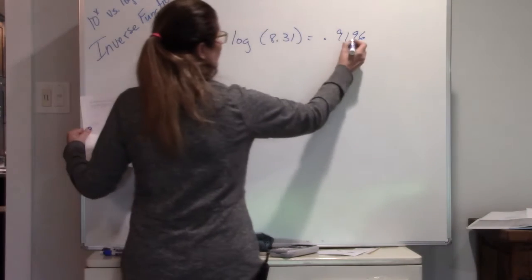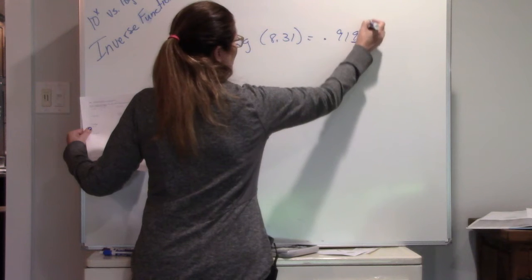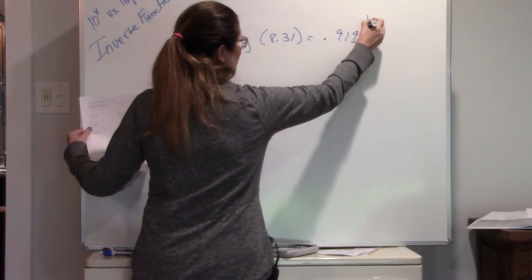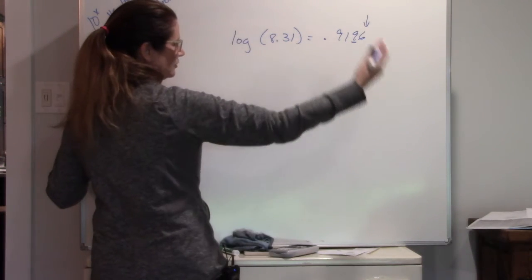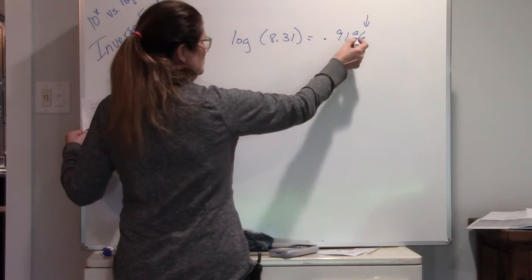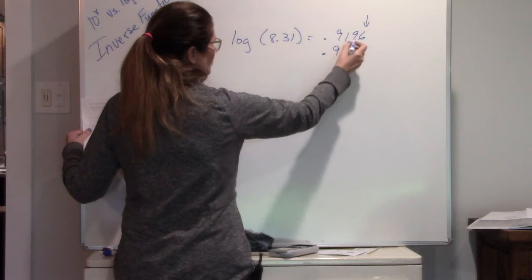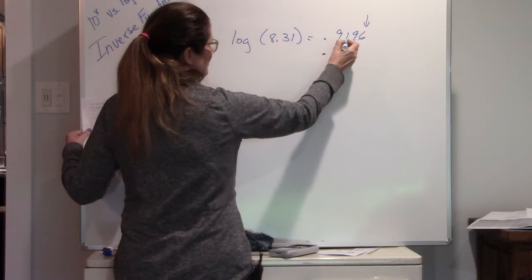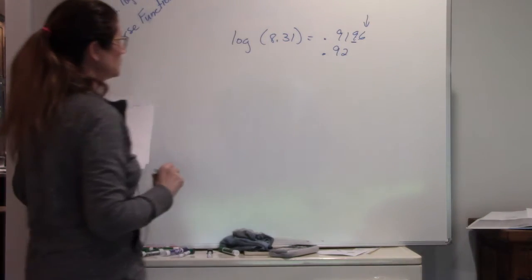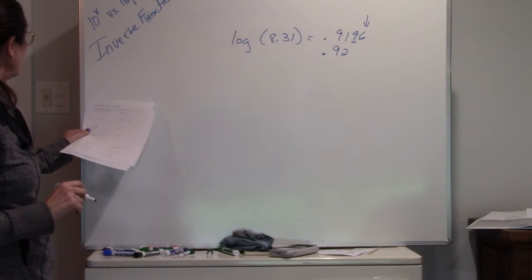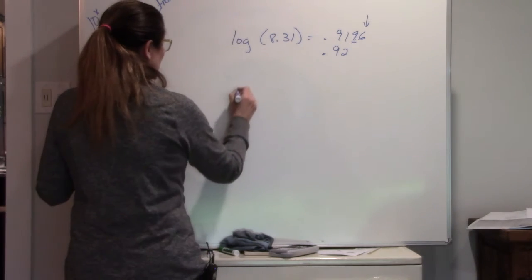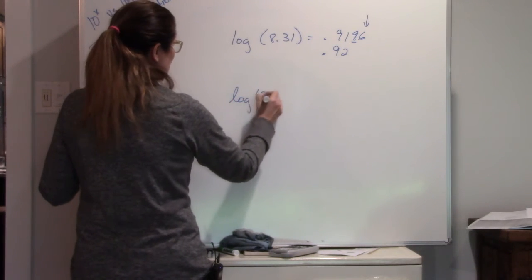So you find the third place, and you look just to the right. The 6 makes the 9 go up 1, so it's going to be 0.92, because if this goes up to 10, that's got to jump up 1 more. So it's 0.92.